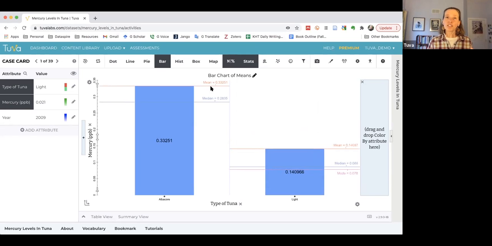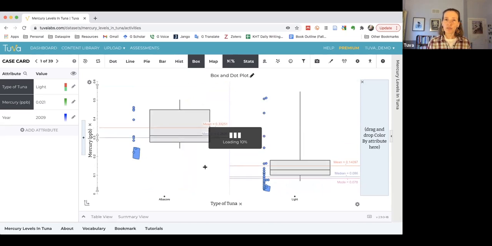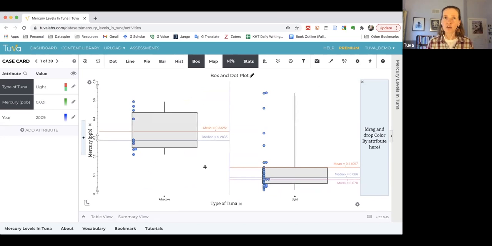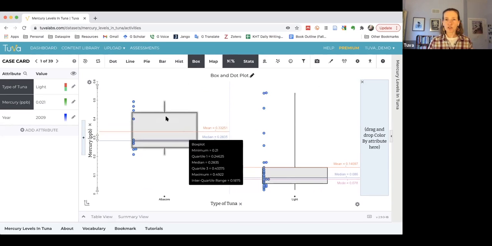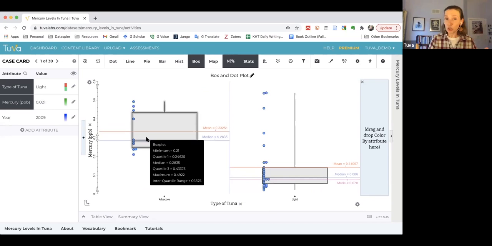Okay, so we are seeing that the mean and the median for albacore is greater than the mean and median for light canned tuna. So that's interesting. What we could do is play a little bit more into this, right? We're just looking at summary statistics right now of our data. So if we were to change up the kind of plot that we were using, the way that we're graphing our data, now things get a little more interesting, right? Our mean and our median are the same. The data haven't changed. We're just looking at them differently.